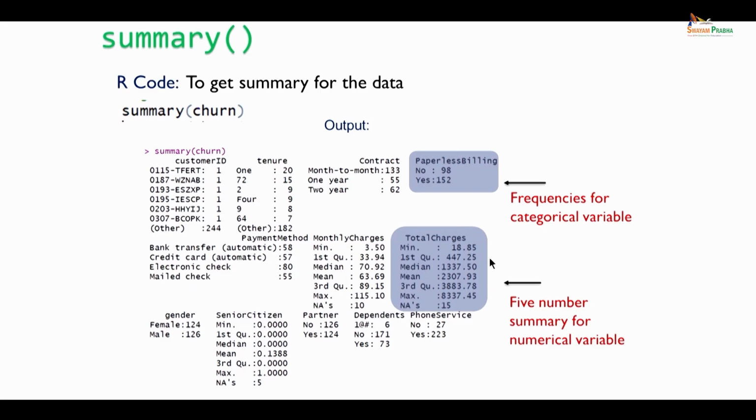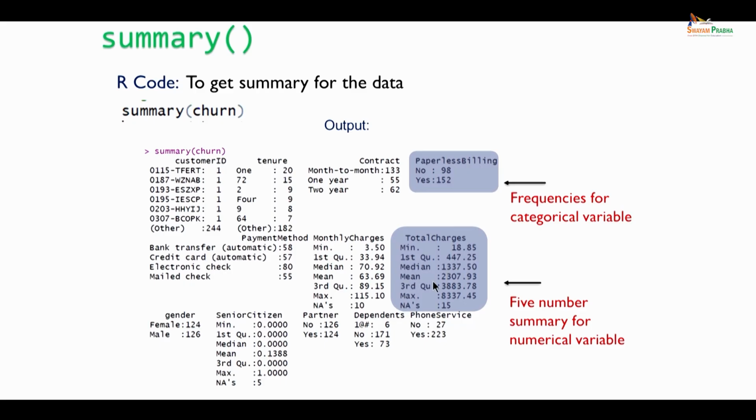Similarly, for the numerical variable, it is giving us the 5-number summary with mean. From here, you can check the range of your total charges, that is the minimum value is 18.85 and the maximum value is 8337.45. It also gives the first quartile, that tells us 25% of your data can have a value less than 447. The median value of the total charges is 1337.